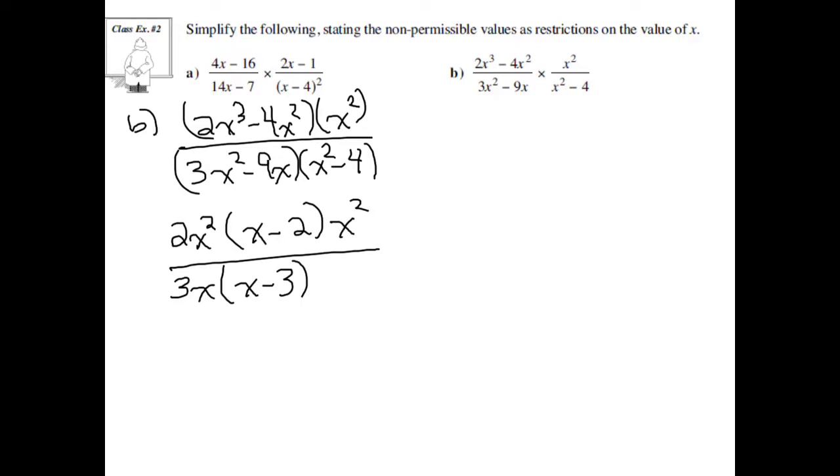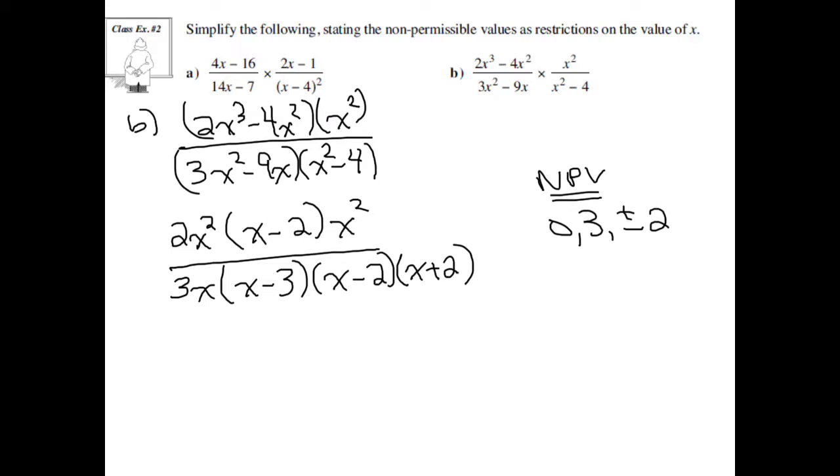And with the x squared minus 4, both the x squared and the 4 are perfect squares, and being that it's a minus 4 means I can do my difference of squares, which will have me have x minus 2 times x plus 2. My non-permissible values for this particular example are 0, 3, and plus and minus 2.